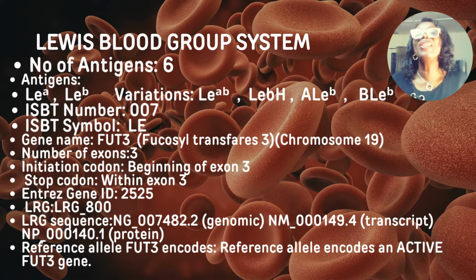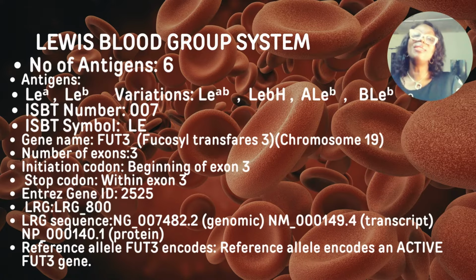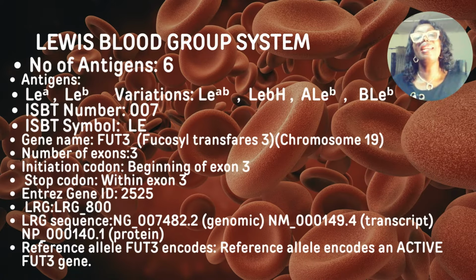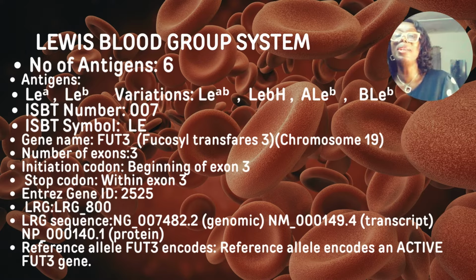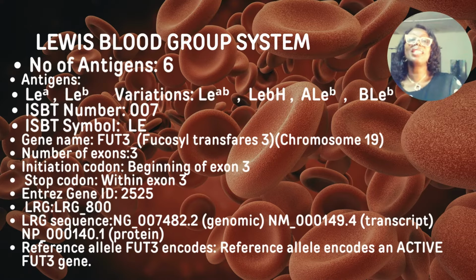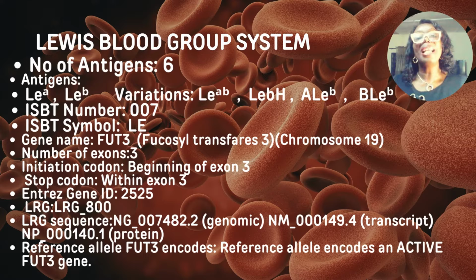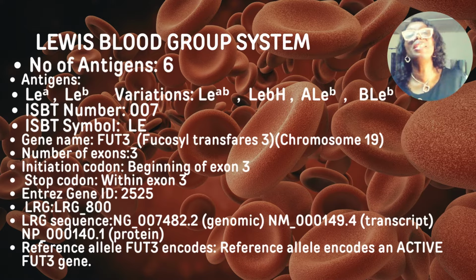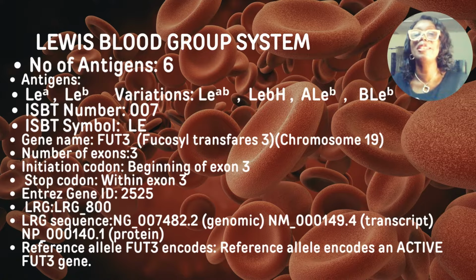So we have the Lewis A, the Lewis B, and then the variations: the Lewis AB, the Lewis BH, the Lewis ALEB, and BLEB. And of course, I have said the ISBT number is 007, and the symbol is LE. The gene that codes for the production of these antigens is the FUT3 gene, fucosyltransferase 3 gene, that is found on chromosome 19.